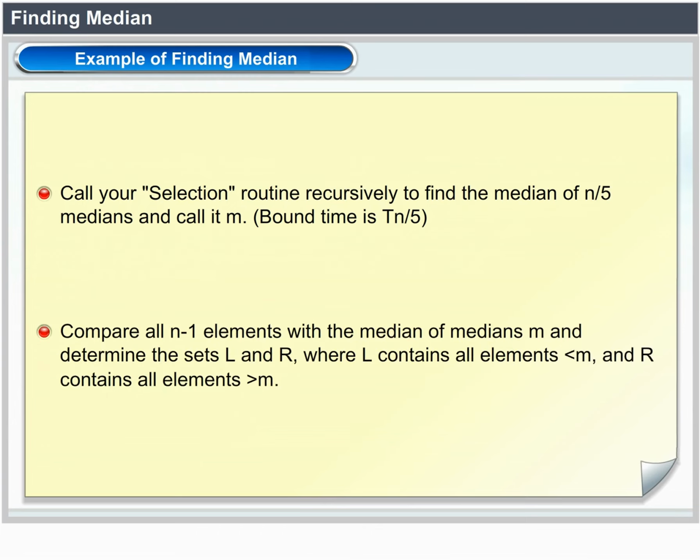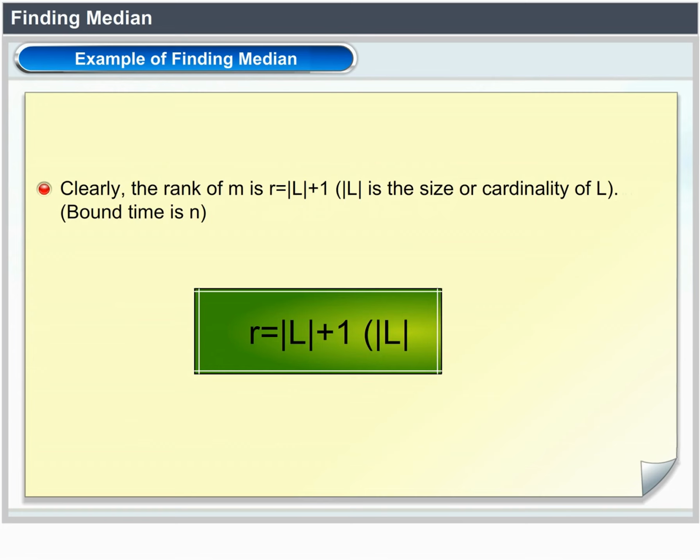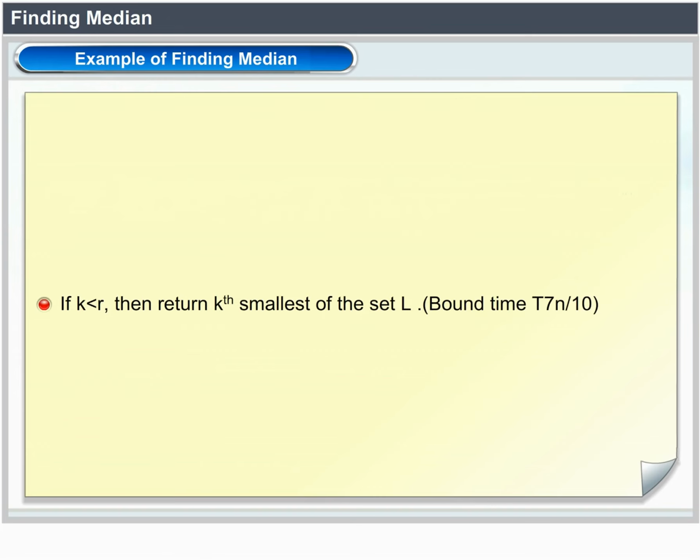Compare all n minus 1 elements with the median of medians m and determine the sets L and R, where L contains all elements less than m and R contains all elements greater than m. Clearly, the rank of m is r equals modulus of L plus 1. Modulus of L is the size or cardinality of L. Bound time is n. If k equals r, then return m. If k less than r, then return kth smallest of the set L. Bound time is T of 7n by 10. If k greater than r, then return k minus rth smallest of the set R.